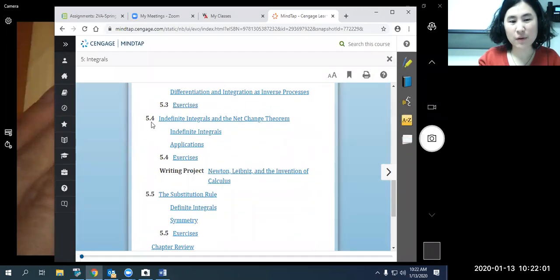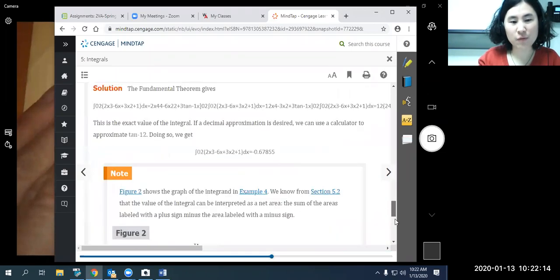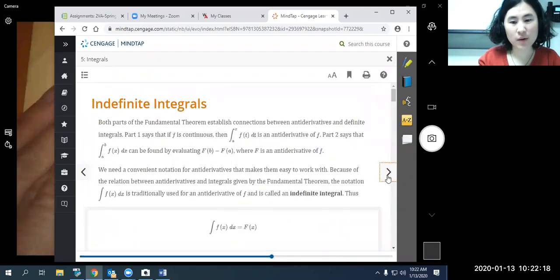And in section 5.4, we learned how to do indefinite integrals with what? Formulas, okay? With formulas. So if you forget how to do the integrals, I would prefer that you review.